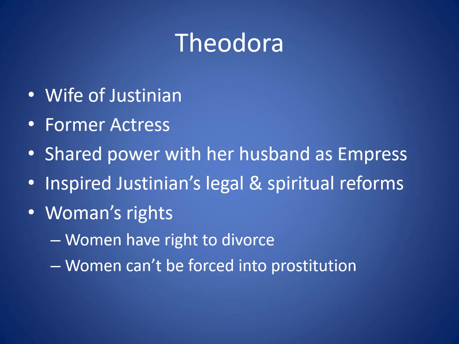Justinian had a wife named Theodora, and she would have an impact on his reign of the Byzantine Empire. She was a former actress, and back then actress meant something different, maybe more in line with an exotic dancer or prostitute. Nonetheless, she rose up after humble beginnings and would eventually share power with Emperor Justinian as the Empress. And she would inspire Justinian's legal and spiritual reforms, and she also promoted women's rights.